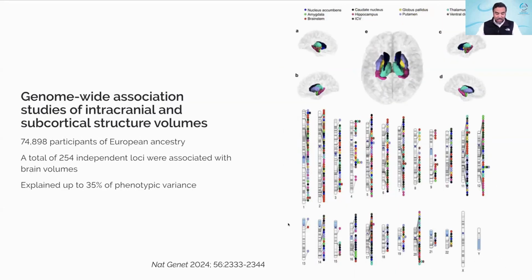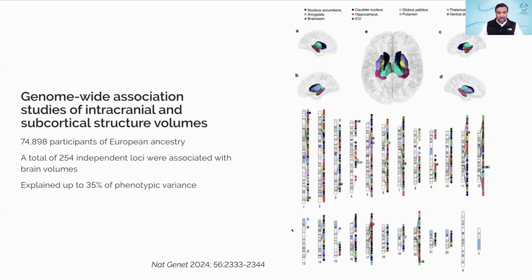And then later on, a recent study looked at the genetic risk variants that influence intracranial volume as well as subcortical brain regions. Again, a very impressive sample size here of more than 74,000 individuals. And applying this method, which is the genome-wide association study design, a total of 254 independent loci were associated with brain volumes. And these specific common variants appear to be responsible for up to 35% of the phenotypic variation in this cohort.